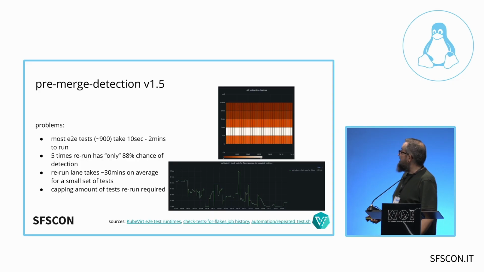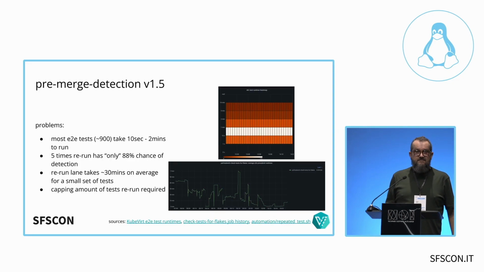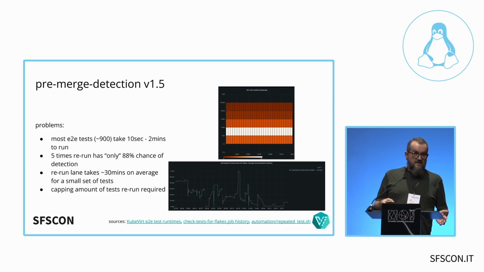The problem in our use case is that we have, I think, 1,600 E2E tests that we're running. Most of these take around 10 seconds to 2 minutes. Since we are running them 5 times and it only has an 88% chance, we run them quite a lot. So each rerun takes around 30 minutes.